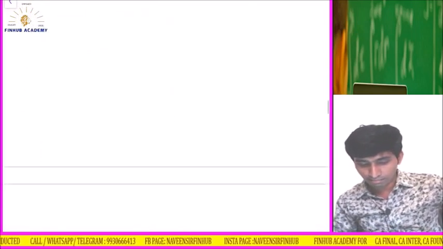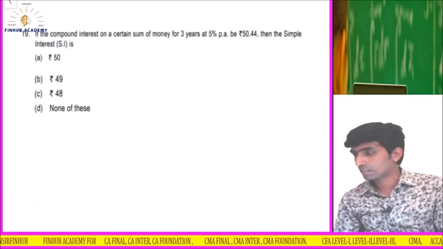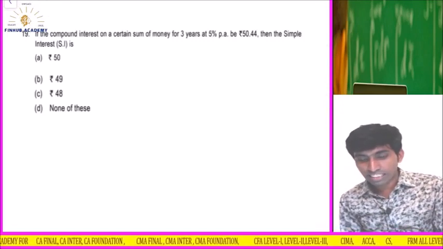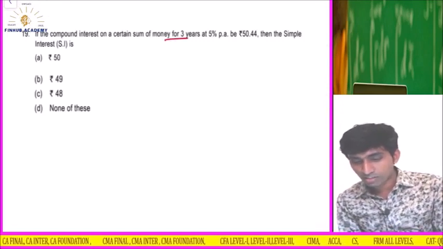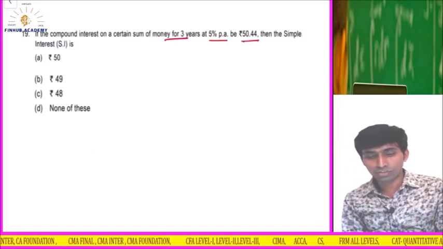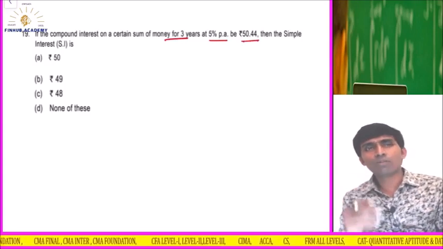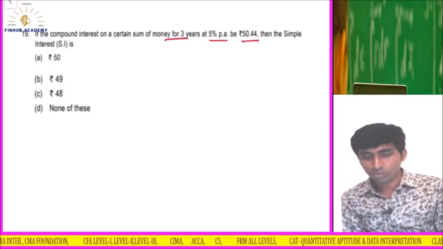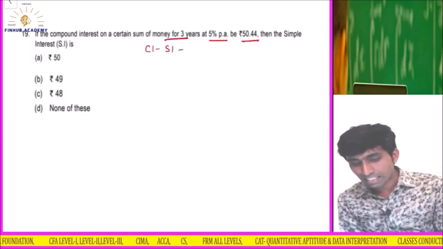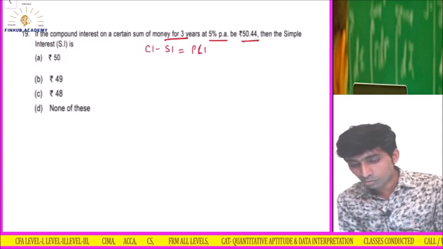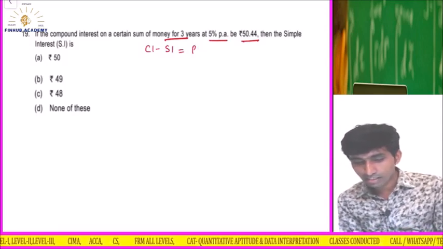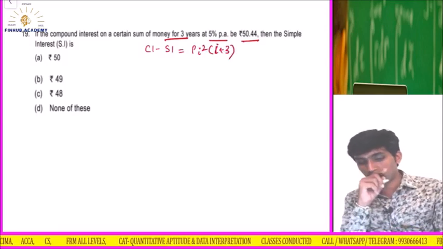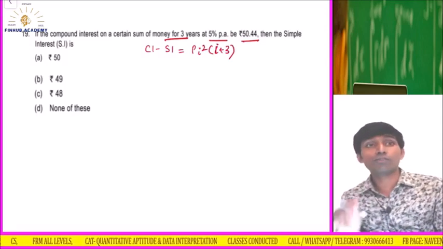Let's go to the next sum. If the compound interest on a certain sum of money for 3 years at 5% is 50.44, the simple interest is. So instantly when we look at this sum, the first thing that comes to mind is CI for 3 years. You remember CI minus SI is equal to P into I squared into 1 plus I plus 3. This was the formula for the difference of compound interest for 3 years.